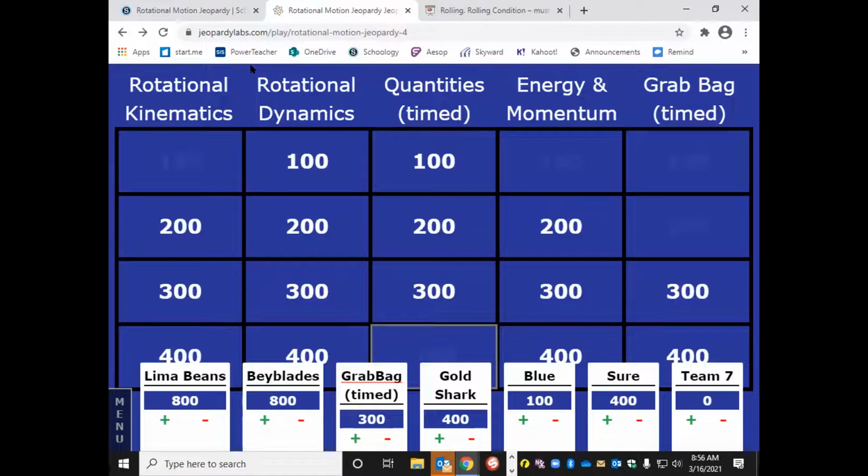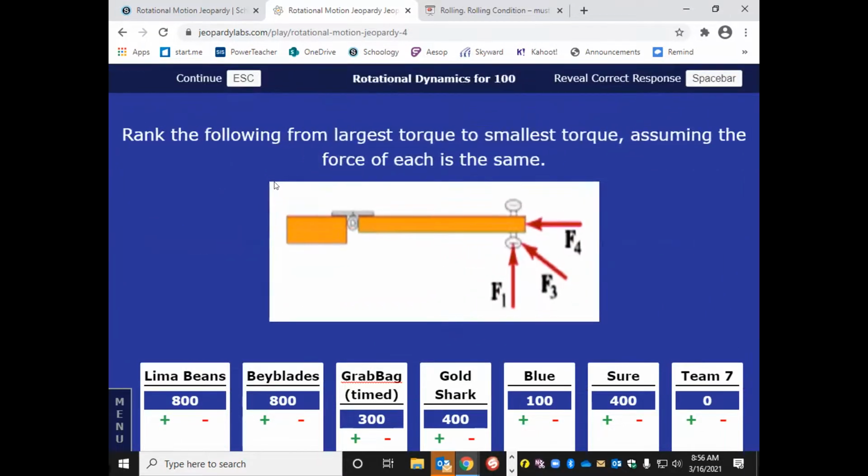All right. Blue, what do you want? Rank the following from largest torque to smallest torque, assuming the force is the same. Yes, I know there's no F2. I don't know why. Largest to smallest. I don't know, I got the image from the book. Where the heck is you? Why is this missing?